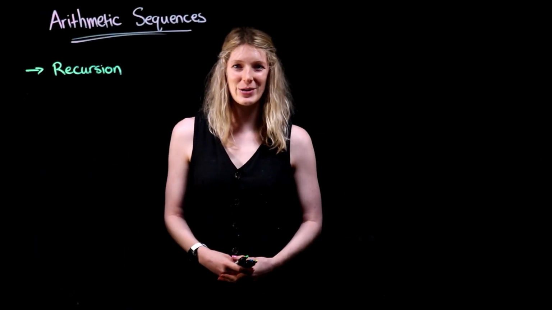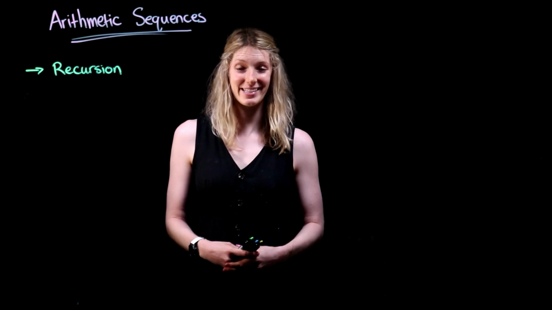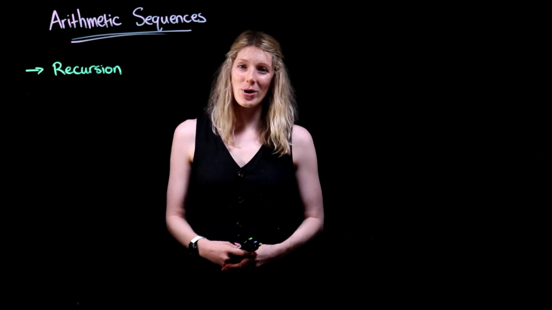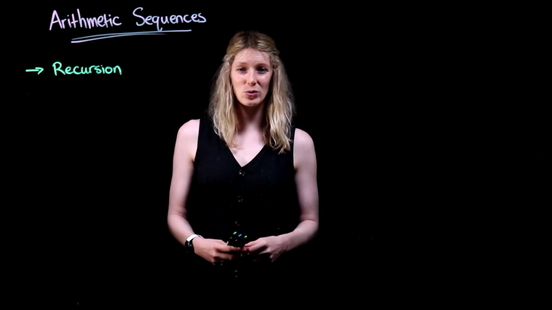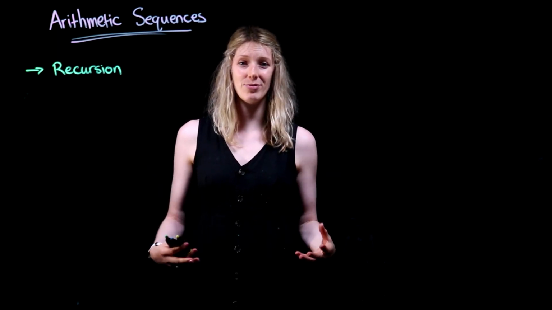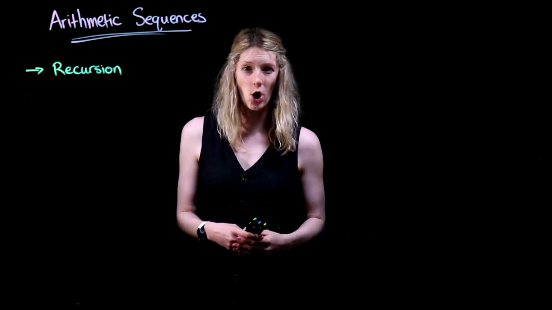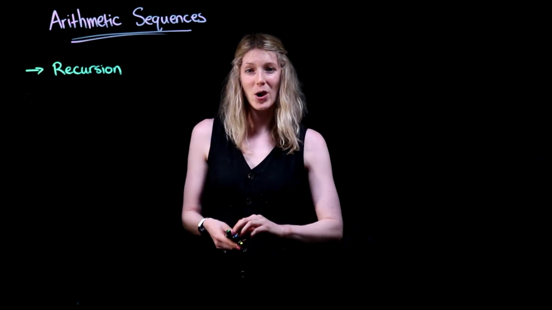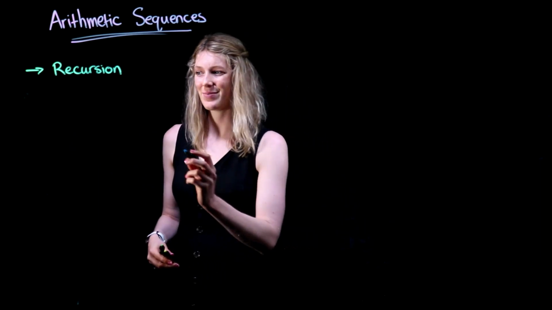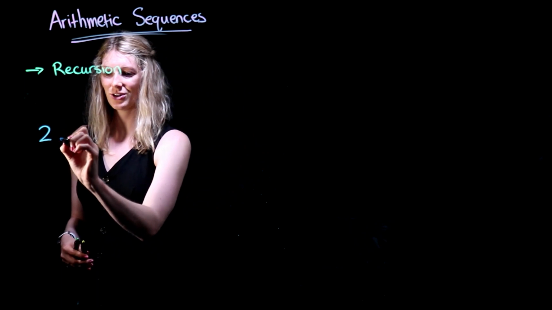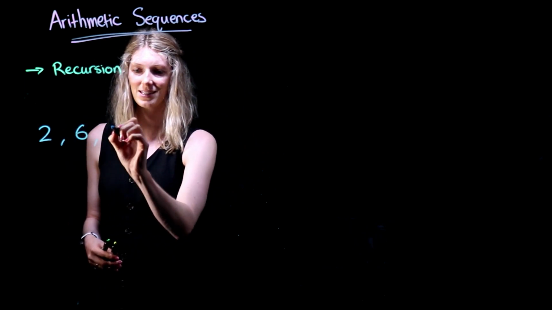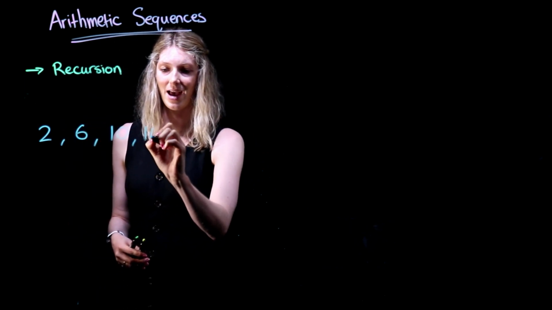In this video tutorial, we are going to begin exploring arithmetic sequences. Now, when we're looking at an arithmetic sequence, we are considering a list of numbers where each successive pair of terms have a common difference between them. One example of an arithmetic sequence would be the values 2, 6, 10, and 14.